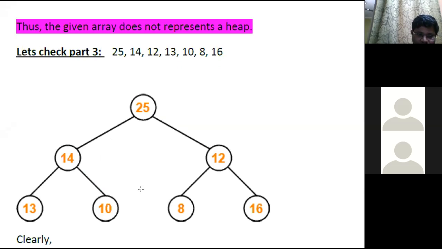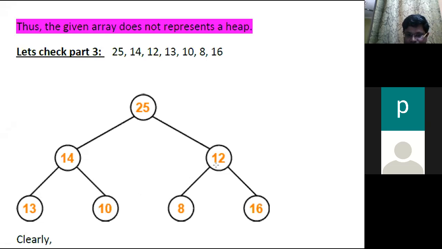So we will see whether it is a max heap or not. Just check at the node that is 25. 25 is the root. Left child has lesser value, right child has lesser value. So we can say that at 25, the max heap property is satisfied. Proceed to the left node, 14. Check at 14, the child nodes are 13 and 10, and the max heap property is satisfied.